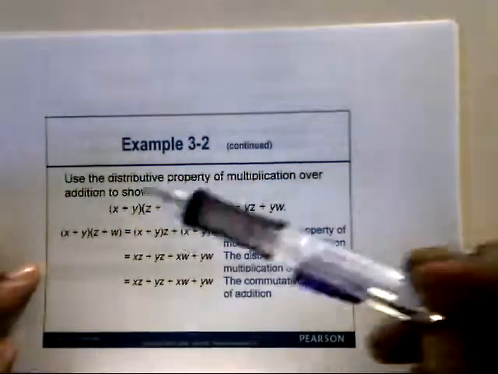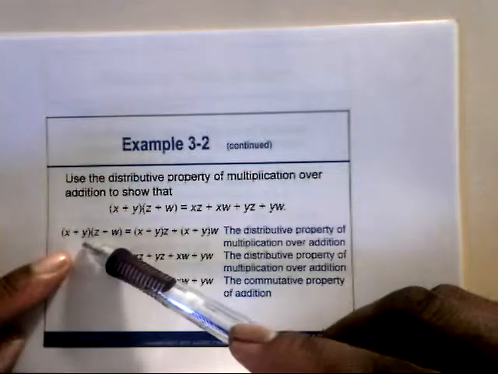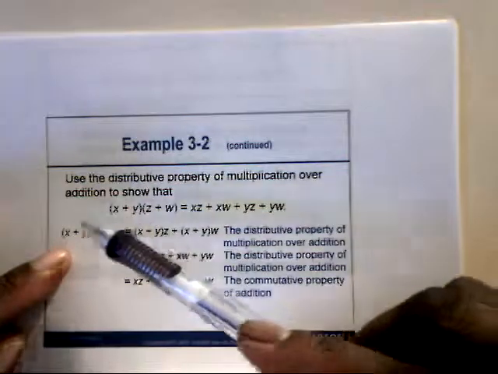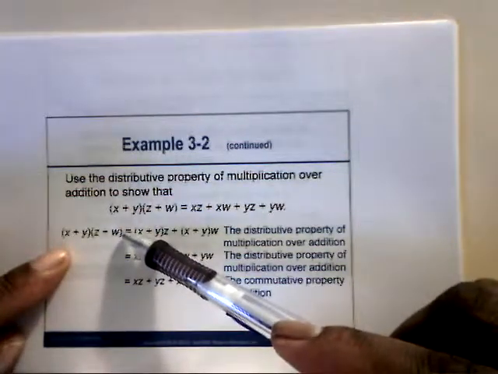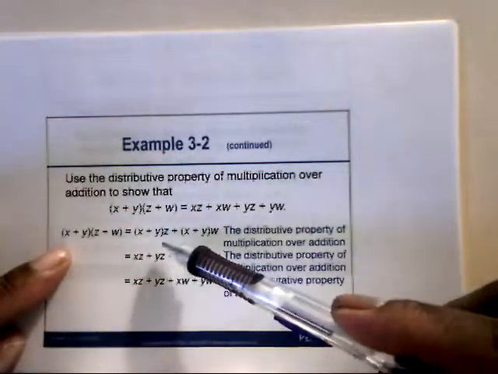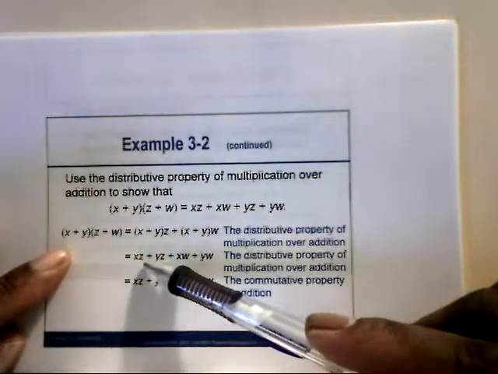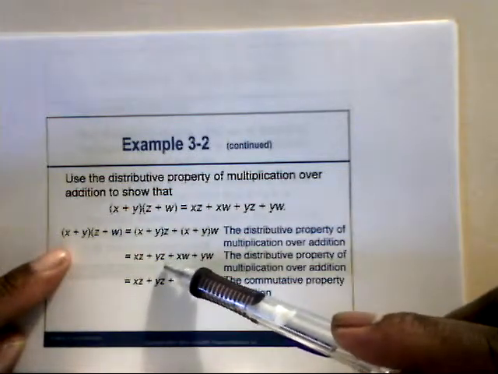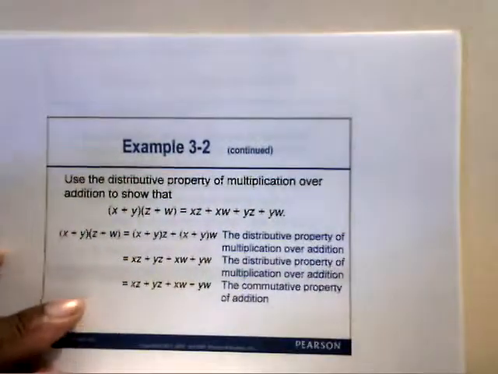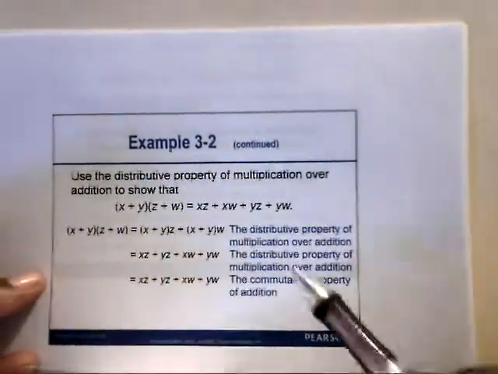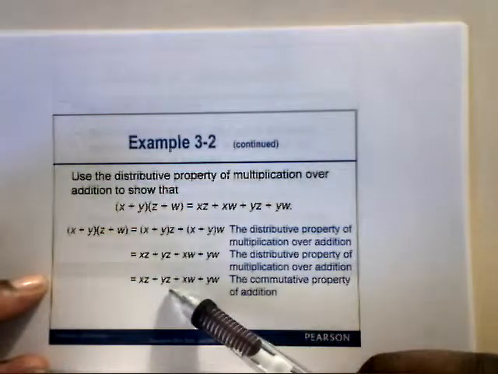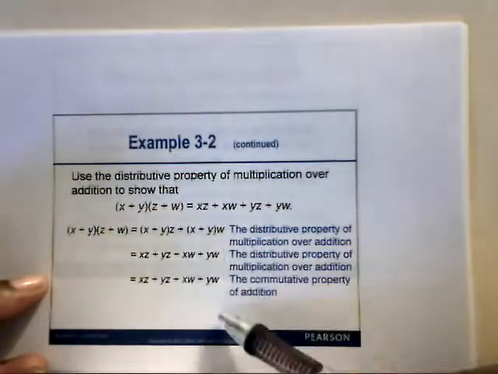In this case here, we're going to use x plus y and multiply by z, which is this, and then x plus y will be multiplied by w to get this. Okay, and then we're going to use the distributive property again. X times z is xz, y times z is yz, x times w is xw, y times w is yw. And then if we use the commutative property, we'll see if we move these terms around, you have xz plus yz plus xw plus yw.